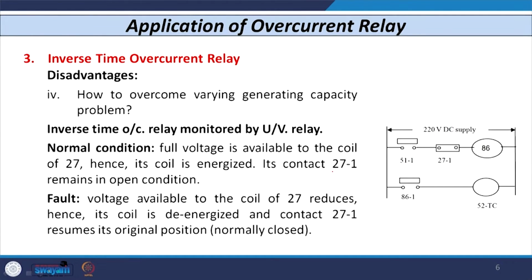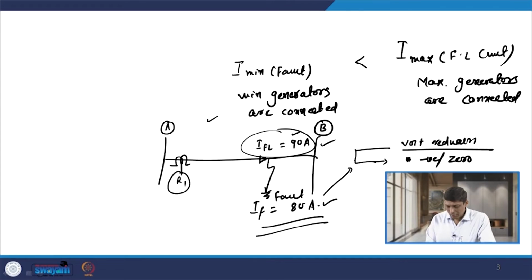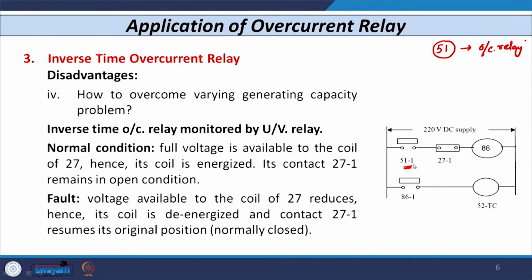So, if I use such things, then the overcurrent relay is denoted by the number 51. So, 51 is your overcurrent relay coil, and 51 is the contact of the overcurrent relay. To resolve this issue, where the magnitude of fault current is lower than the full load current, we set the relay based on the minimum magnitude of fault current. If I consider the earlier case, we set the relay based on this 80 ampere, that is the minimum fault current. So, when the feeder takes full load current, obviously the current exceeds the plug setting or pickup value.